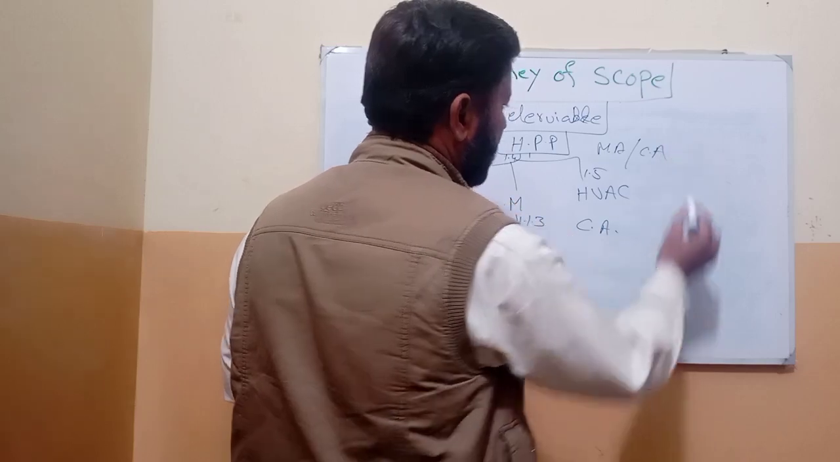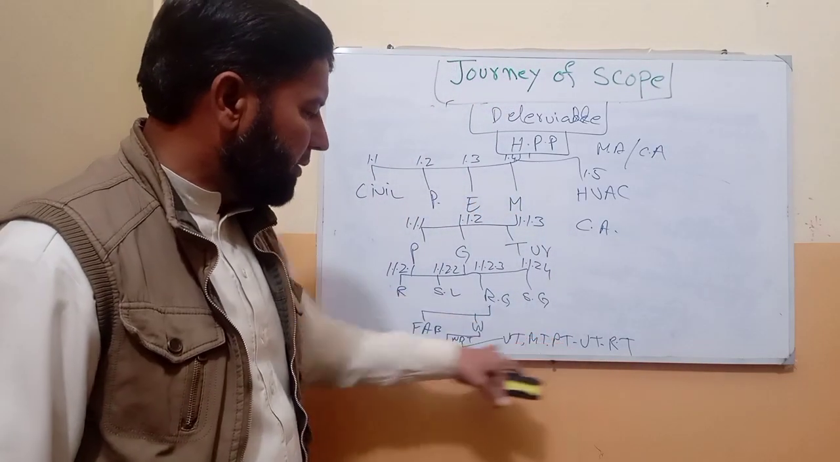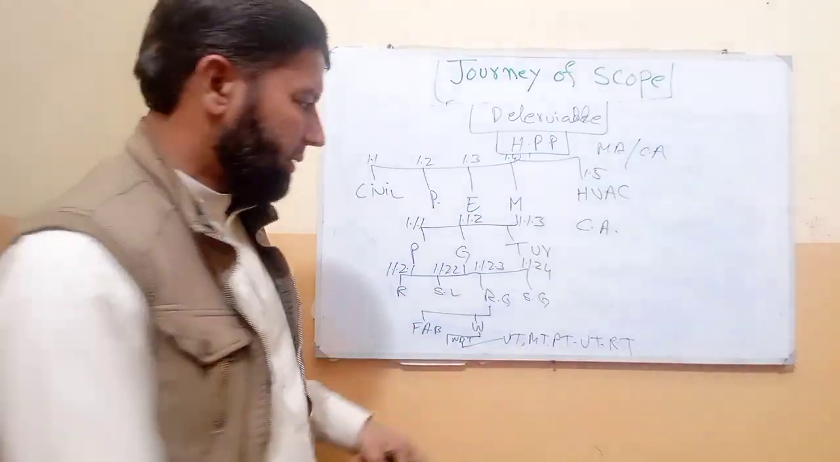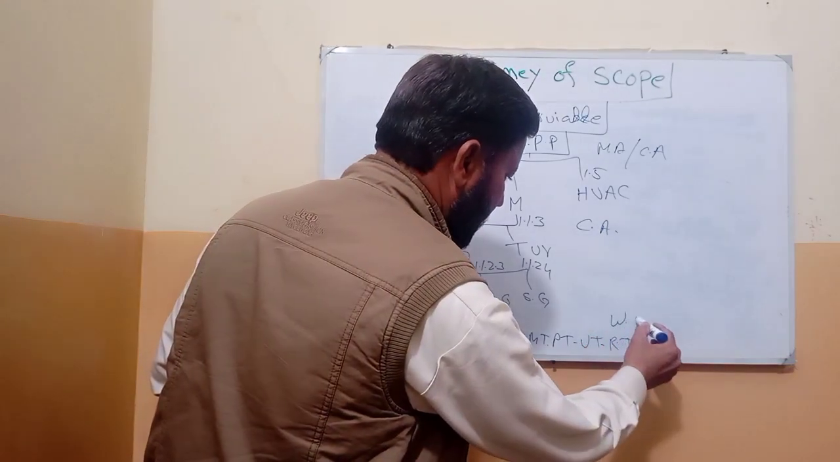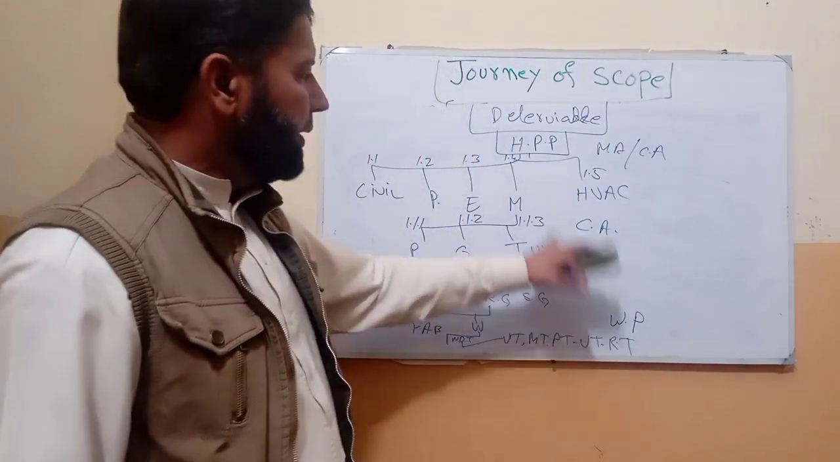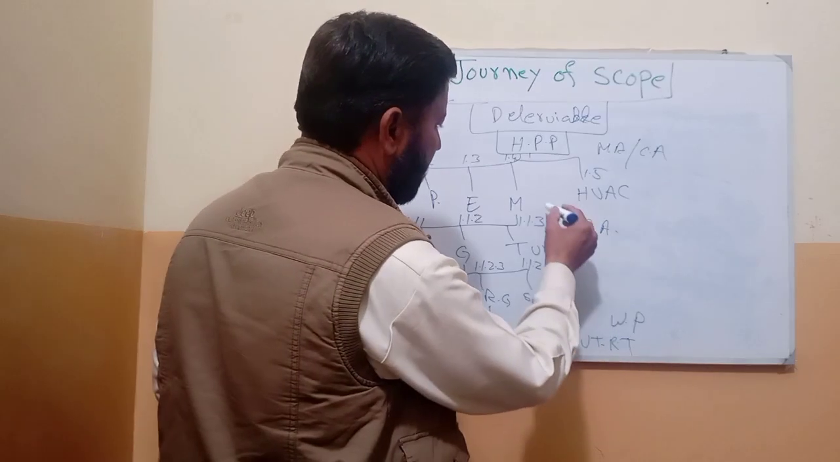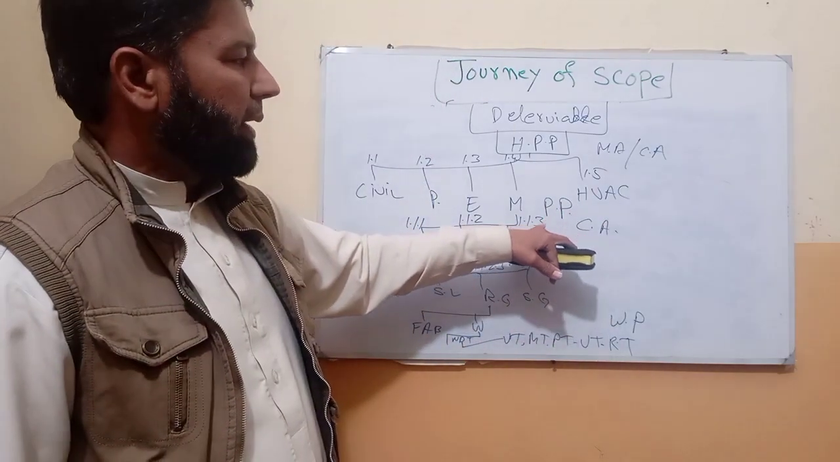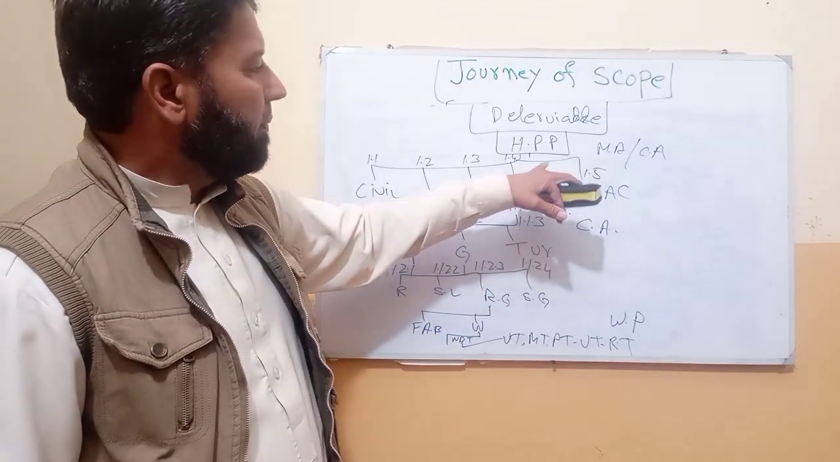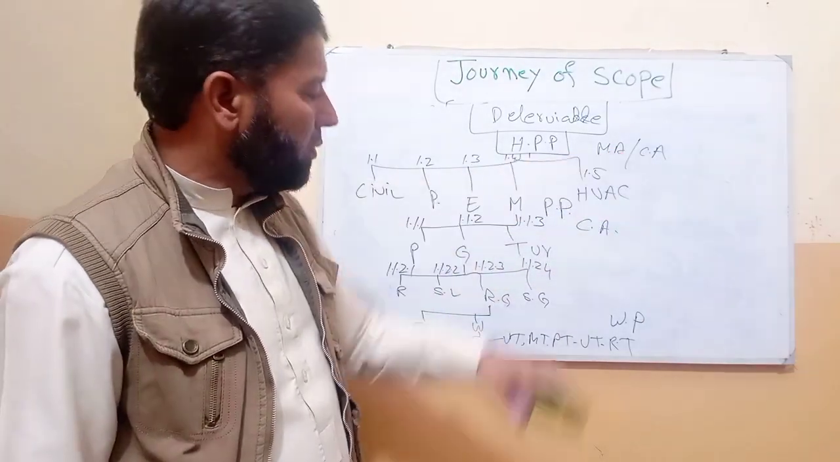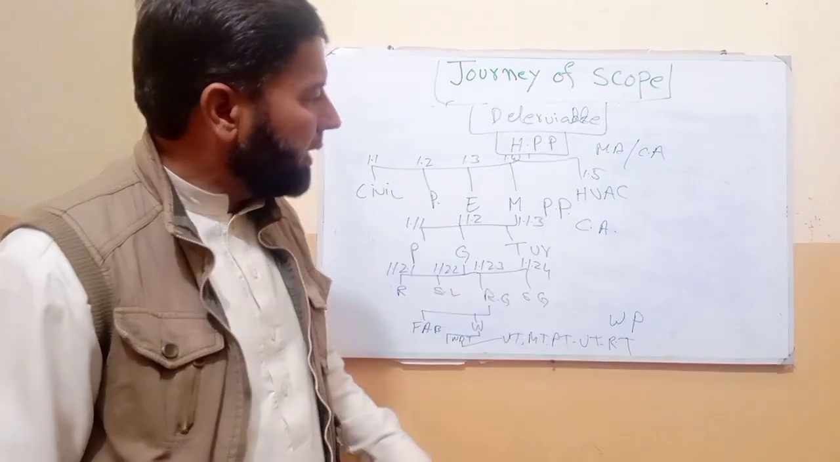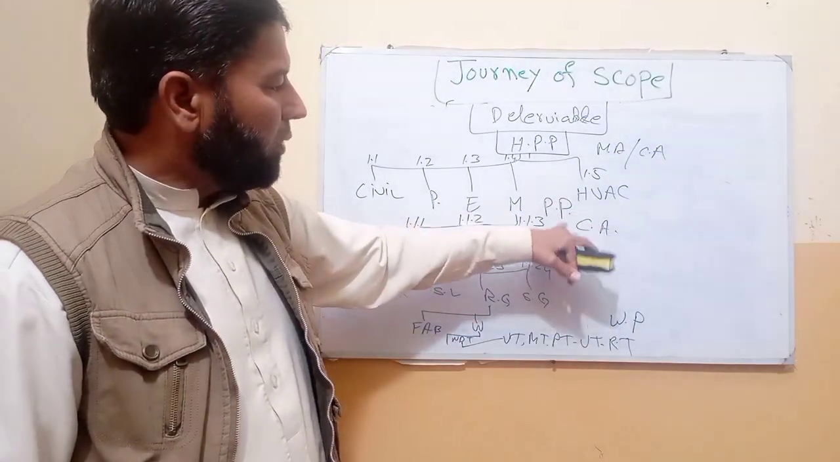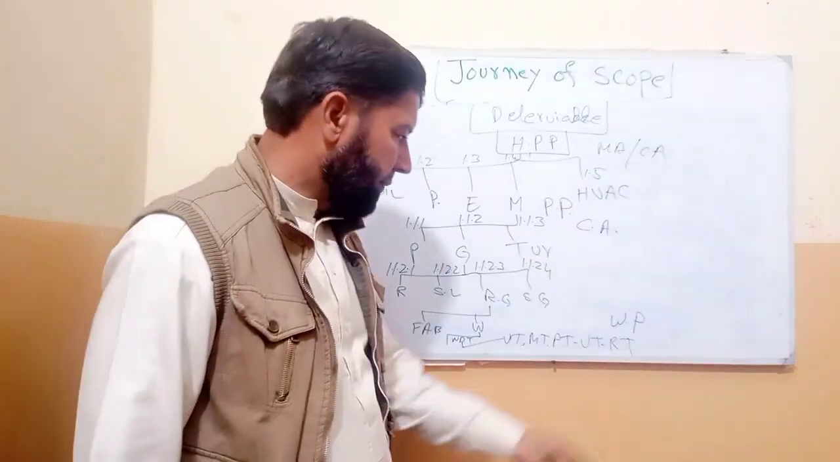Highest is called the control account or management account. The lowest package is called the work package. In between, we call it a planning package. Mostly the planning team deals with the planning package. Highest is the management account or control account, lowest is the work package, and in between is the planning package.